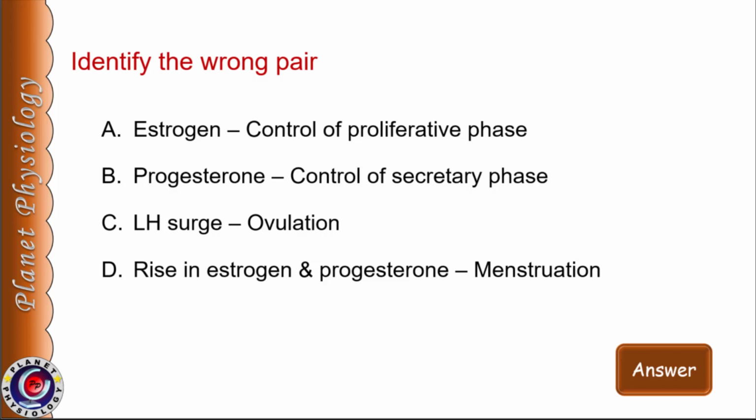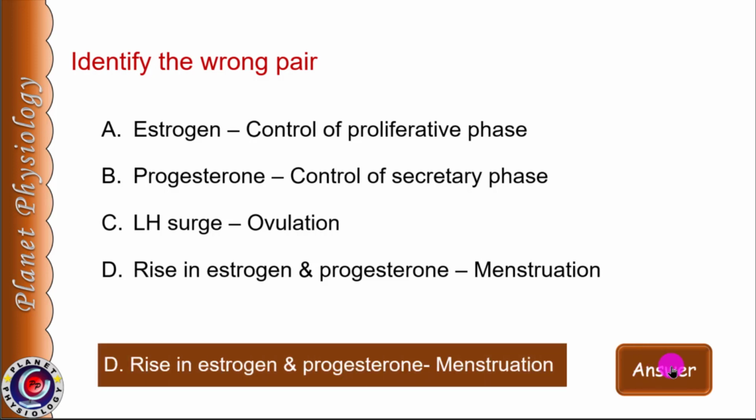Identify the wrong pair. A. Estrogen, control of proliferative phase. B. Progesterone, control of secretory phase. C. LH surge and ovulation. And D. Rise in estrogen and progesterone, menstruation. And here the wrong pair is option D. Rise in estrogen, progesterone and menstruation. It is the lack of estrogen and progesterone that causes menstruation.